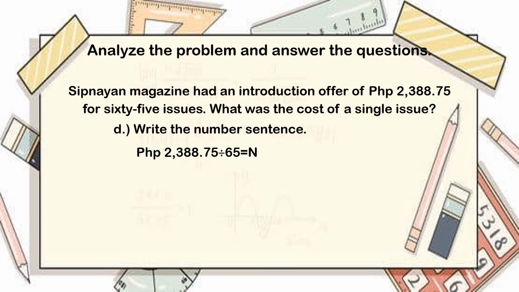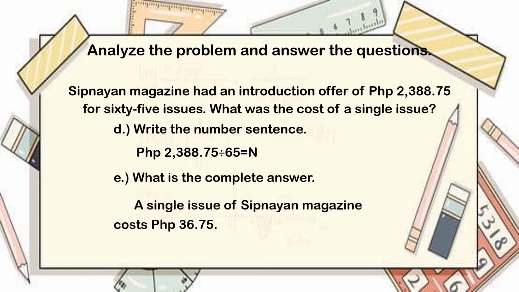So you think of the answer. You have to write the complete answer. You divide 2,388 pesos and 75 centavos divided by 65. So your answer is 36 pesos and 75 centavos. Very good. A single issue of Sipnayan magazine costs 36 pesos and 75 centavos. All your answers are correct.